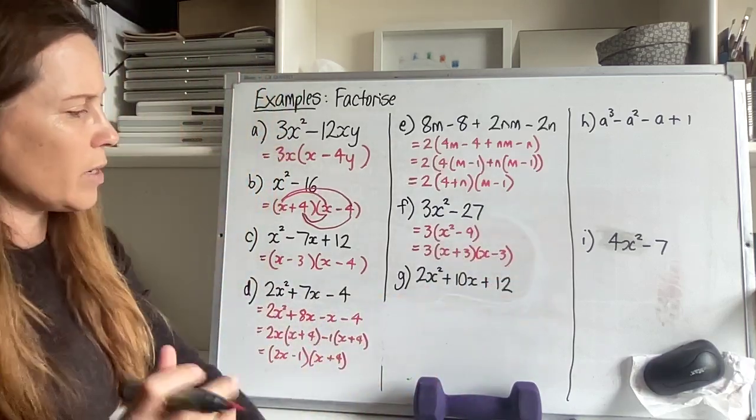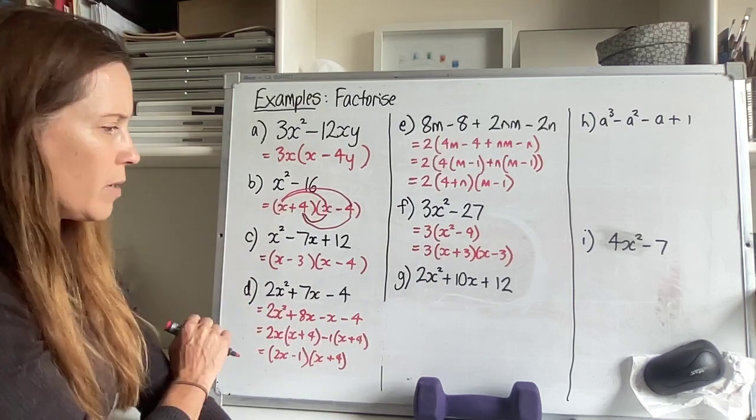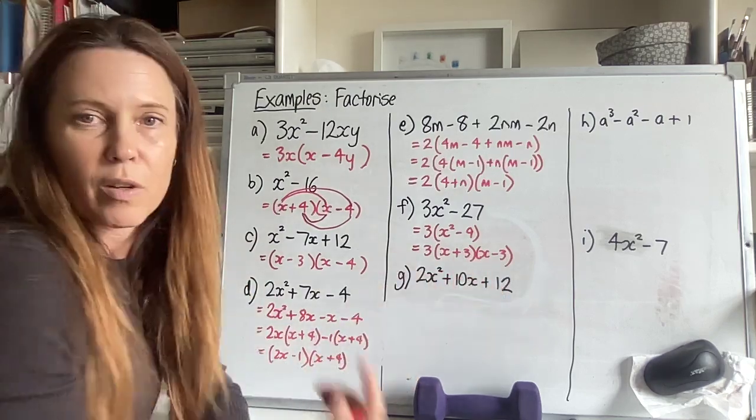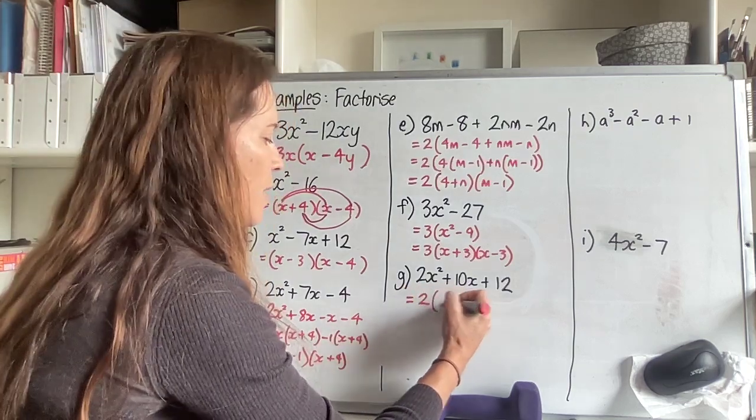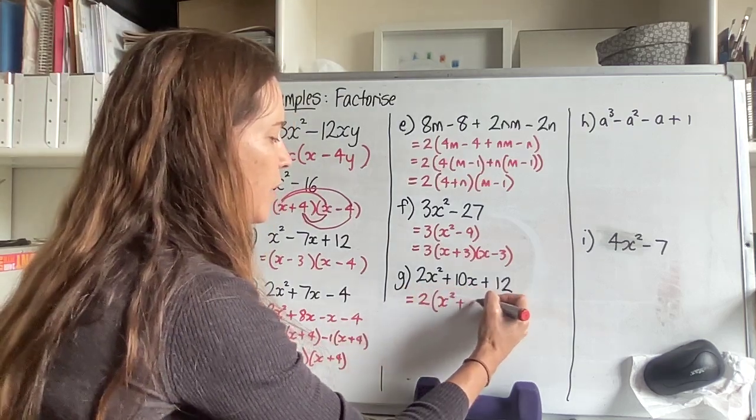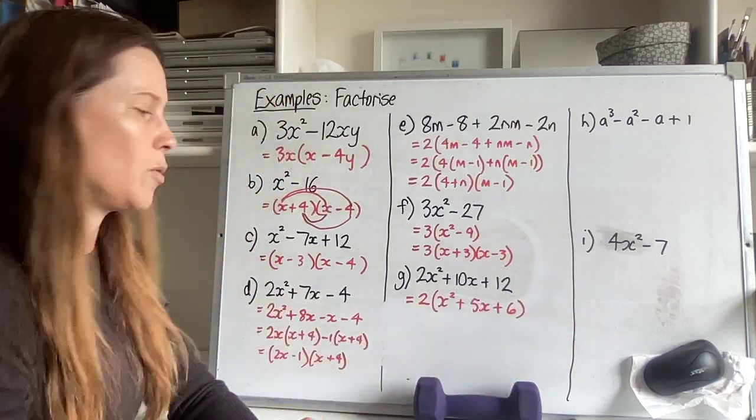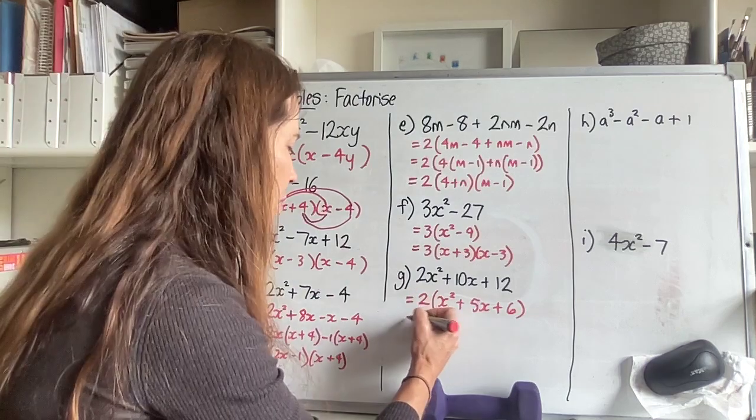Now, moving on to the next one. Looks like a non-monic quadratic trinomial, doesn't it? Similar to this one, but it's not. And how can I tell? 2, 10, and 12. I can bring a common factor out the front. So as soon as I do that, it makes my job a lot easier, because what I've got left inside the brackets is a monic quadratic trinomial. And we've seen that they're a lot easier to factorize, much quicker, much easier.